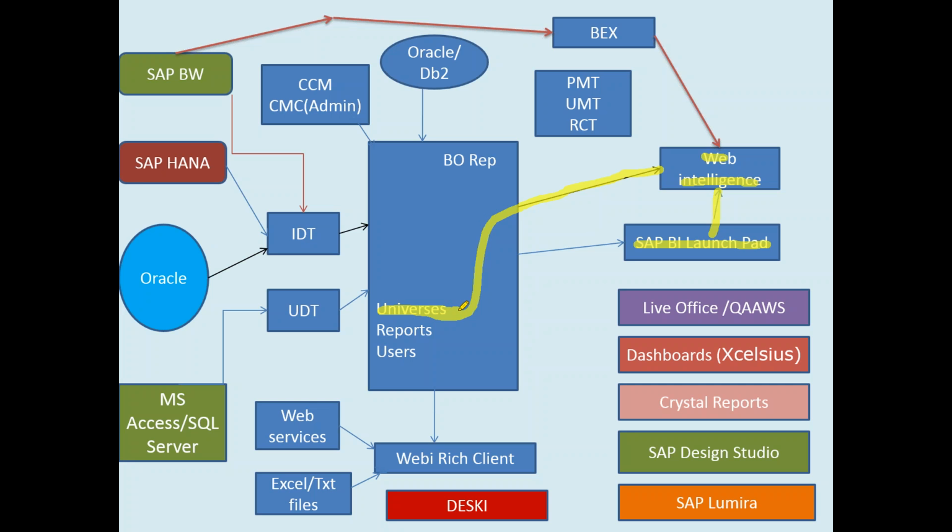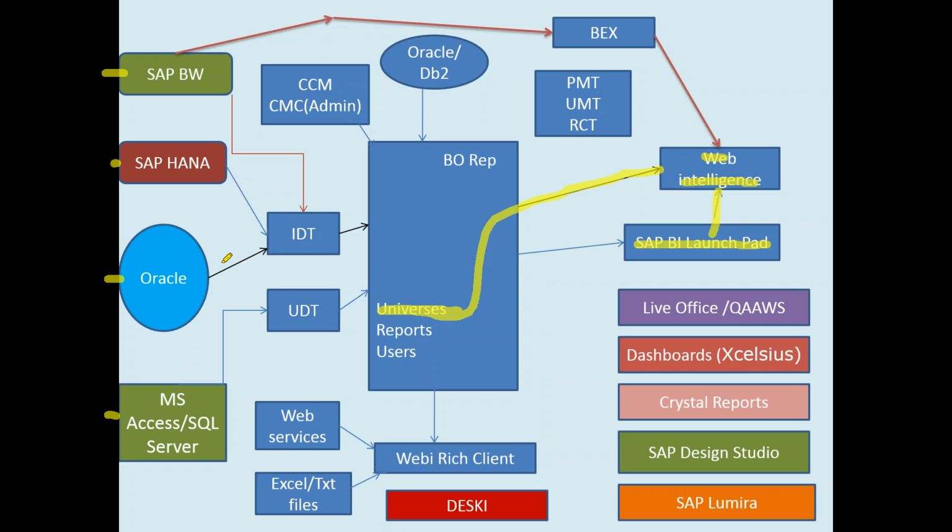Okay. So how can we design the universe? The universe can be implemented by connecting to any of the sources. BO does not have any limitation that the universe can connect only to certain sources; you can connect to any of the sources. Here I highlighted only the sources we frequently use. Most projects use BW, SAP HANA, Oracle, and SQL Server. So these are the different sources we use in most of the projects.